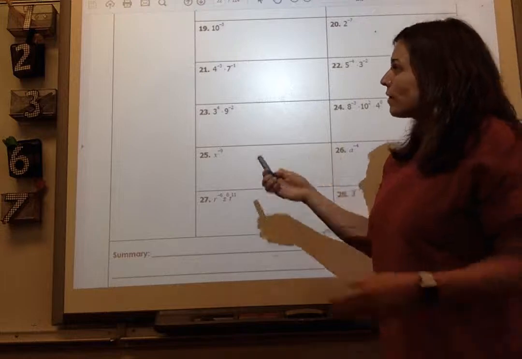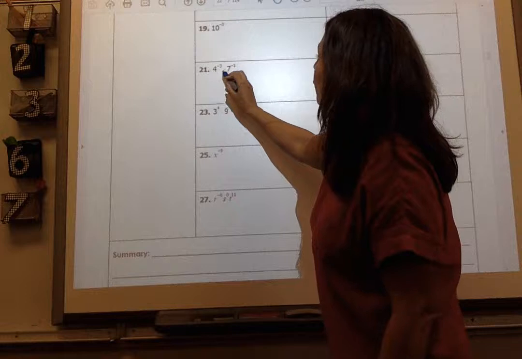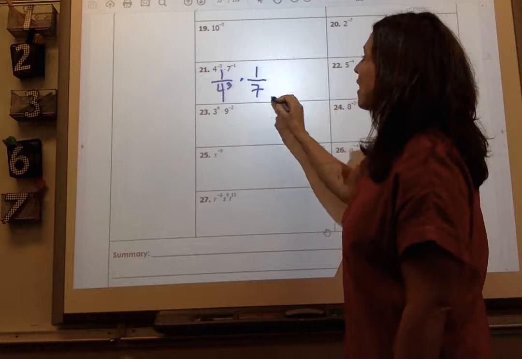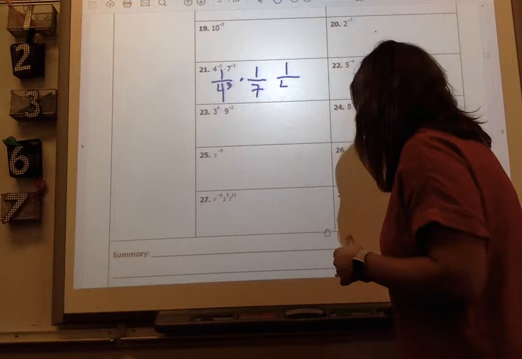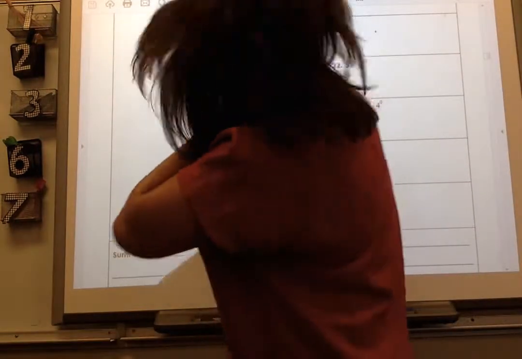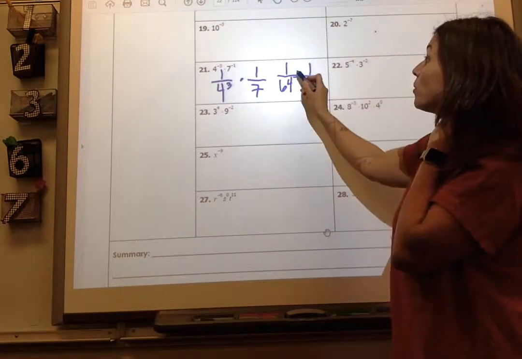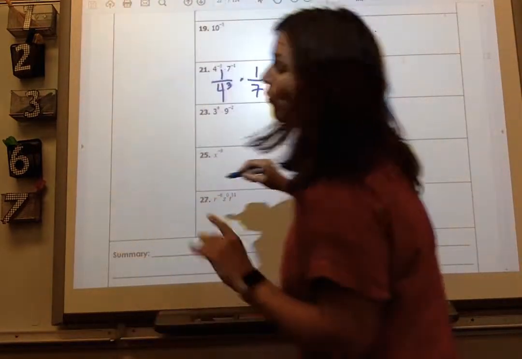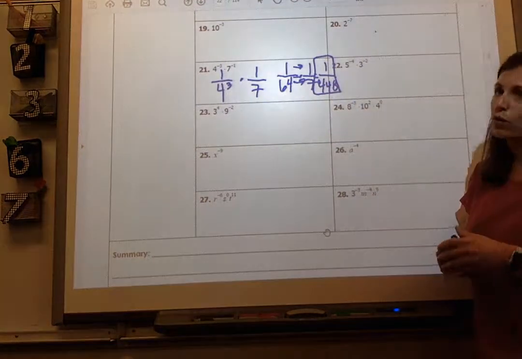So what do I do on problems like this? This still means multiplication. So now I'm just going to do a 2-step problem here. We know that 4 to the negative 3rd is 1 over 4 to the 3rd times 1 over 7. Well, I know that 1 over 4 to the 3rd is 4 times 4 times 4, which is 64. And so I get 1 over 64 times 1/7. And remember, we know how to multiply fractions. So 1 times 1 is 1, and 64 times 7 is 448. So my answer there to number 21 is 1 over 448.